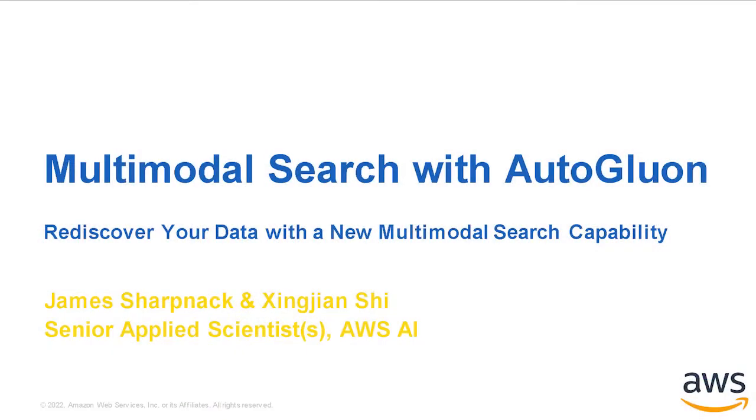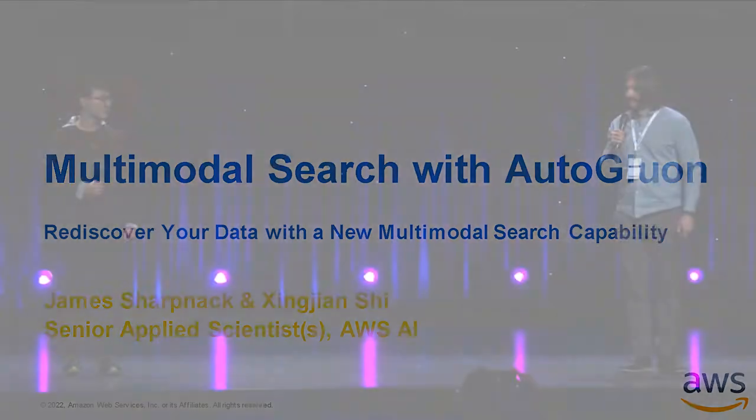Hi, I'm James, and this is Xingjian. We are in AWS AI in the AIR team, and we work on an open source AutoML toolkit called AutoGluon. So that's who we are. We are in California, Santa Clara office. So the smoke here makes us feel right at home.